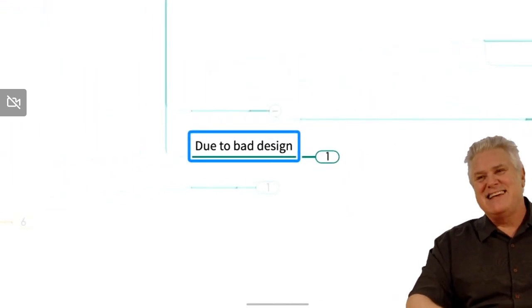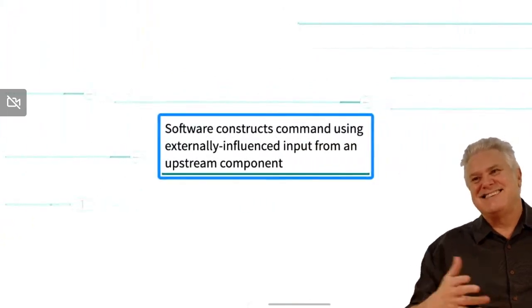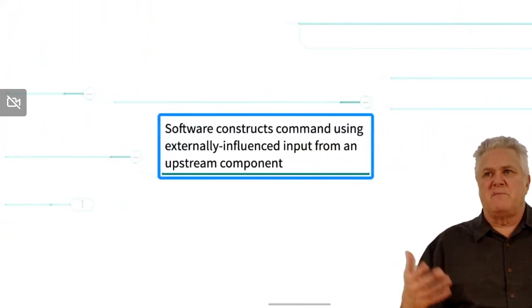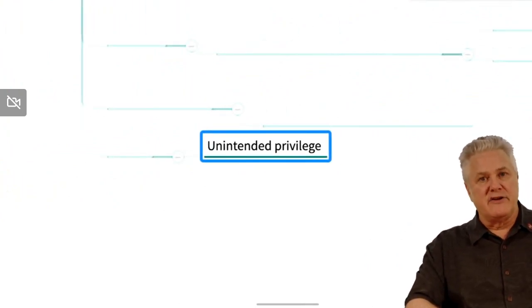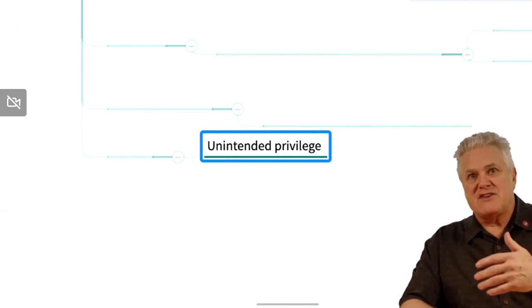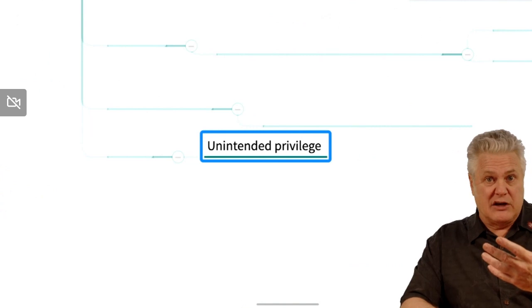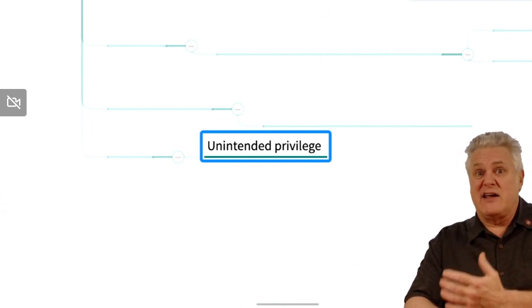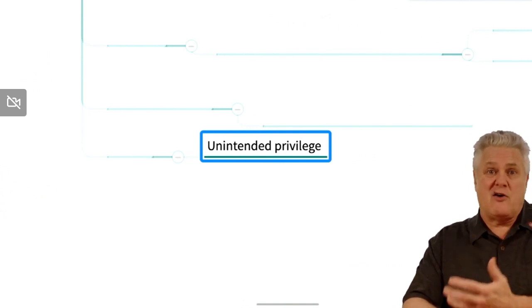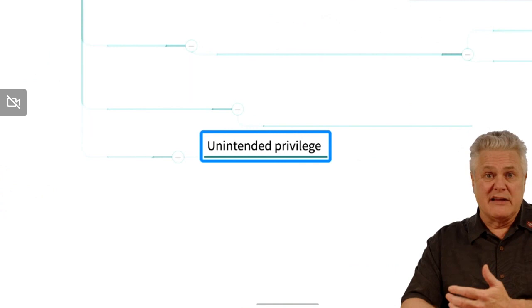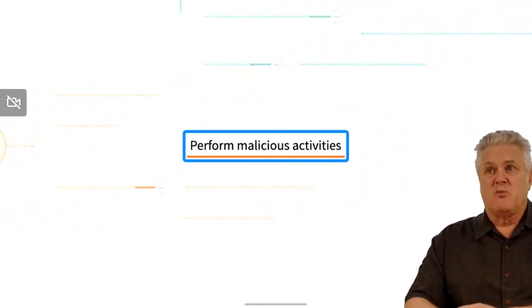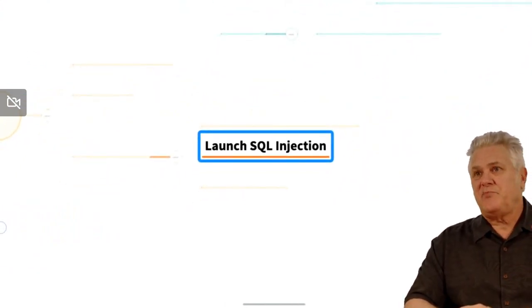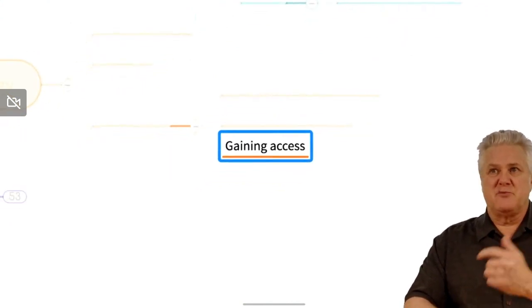Is it really due to bad design? Well, the problem is that the software constructs these commands, but it can be externally influenced, and that's what we've done. What is the impact of this? Some form of unintended privilege, some form of database reveal is really what we're doing. It could be the database element inside of there is your social security number. It could be your credit card information. So it's revealing it to somebody that shouldn't have it. So we're in the exploitation, we're down inside of that. We're going to perform these malicious activities, and we're doing SQL injection. And that's really where we are in the exploitation.